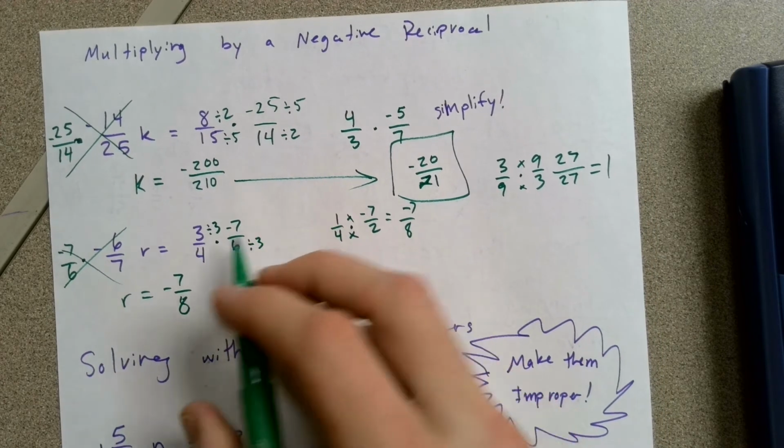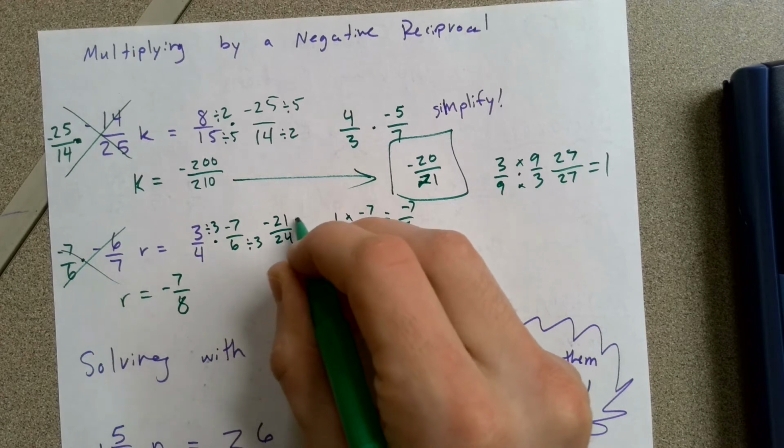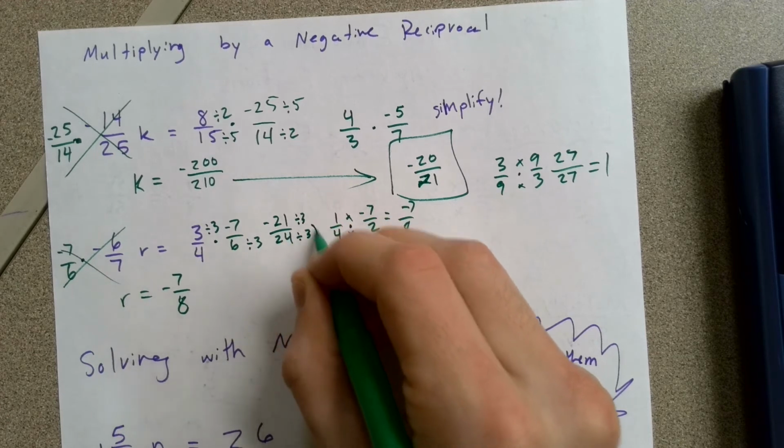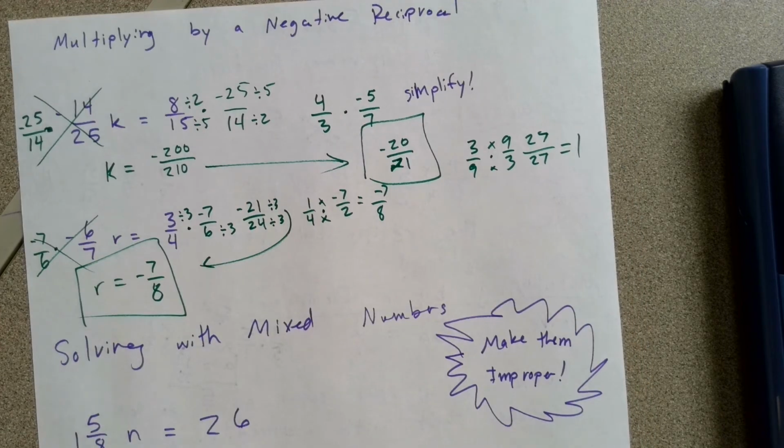Double check it using this one. We got negative 21 over 24. Those can both be divided by 3. And perfect. Use that reciprocal to cancel out those fractions attached to a variable.